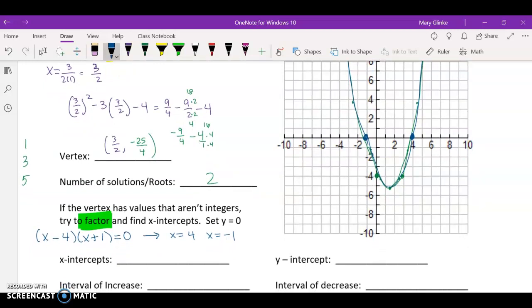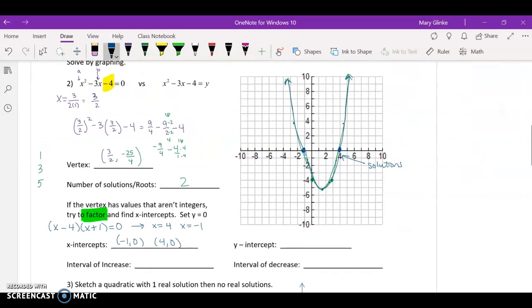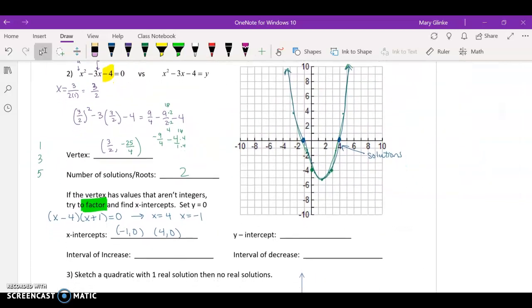So the x-intercepts here are at (-1, 0) and at (4, 0). These 2 points here then would be your solutions to the equation. Okay, so option number 1 for solving is factoring. Option number 2 now is graphing, if they end up being nice. Now, just a quick review of other things here. Your y-intercept here, we already graphed, is (0, -4).